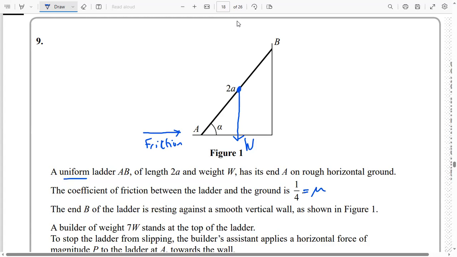At the end B of the ladder, we're resting on a smooth wall. So there's no friction here. Let's make a note that there's no friction on our wall, so we don't need to worry about friction on this wall.